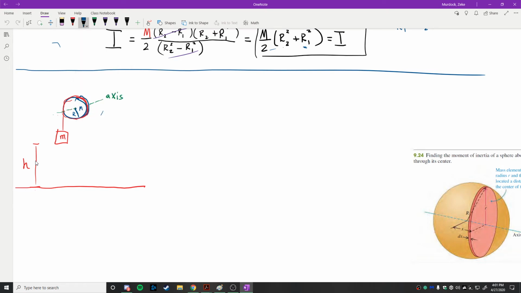So a height h above the ground, okay? And so the question is going to be, if little m is released from rest, I'm going to find its speed right before it hits the ground.